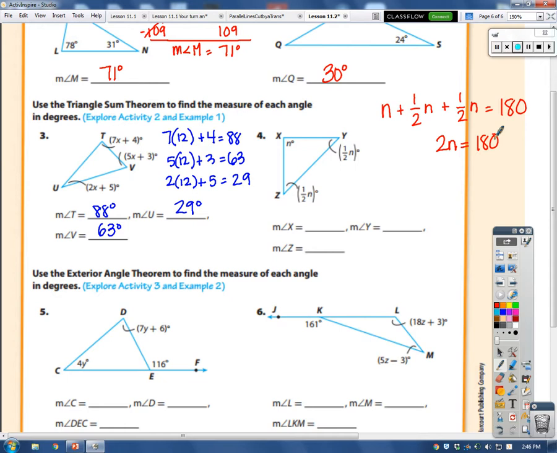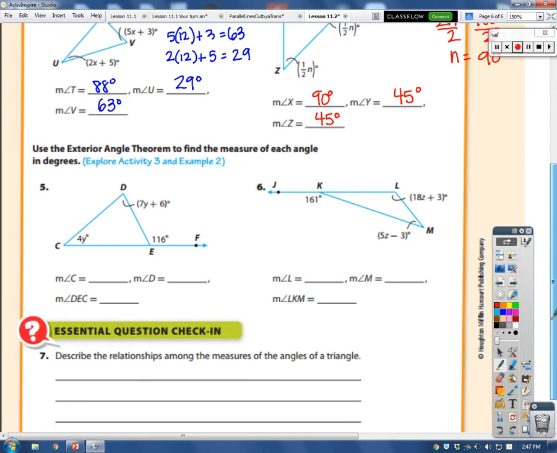And we're going to divide by 2. So n equals 90. All right, so we're going to go ahead now and fill in our missing angle measures based on what we know for n. So n here, the measure of angle x, is just n, which is 90 degrees. And then these two angles are equal, which means they would be half of 90, right? 1/2 of n. So that's going to be 45 degrees and 45 degrees, because 90 divided by 2 is 45.